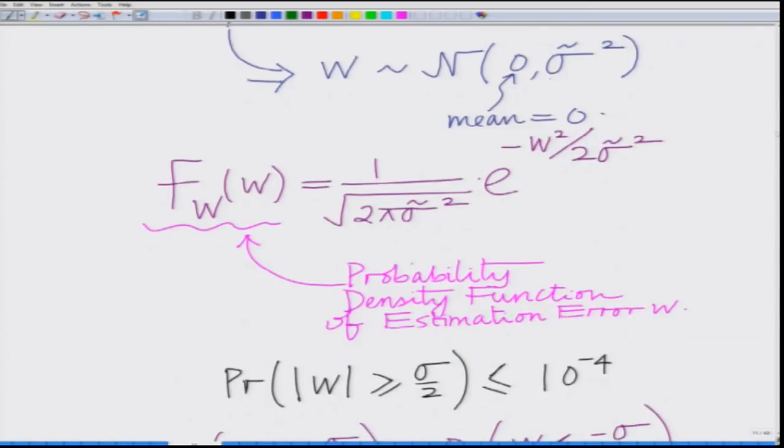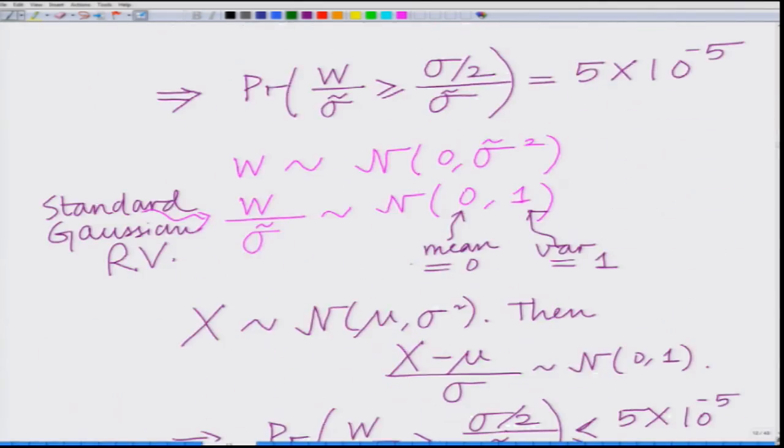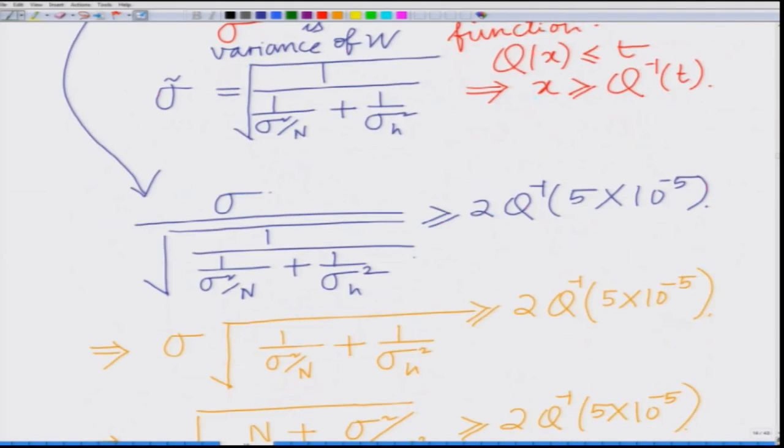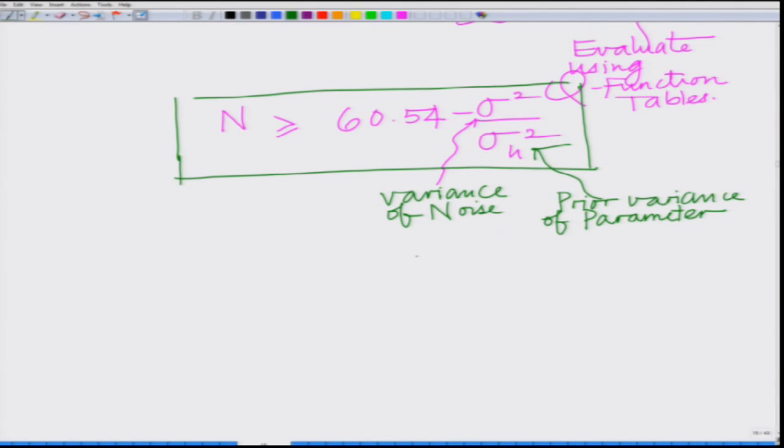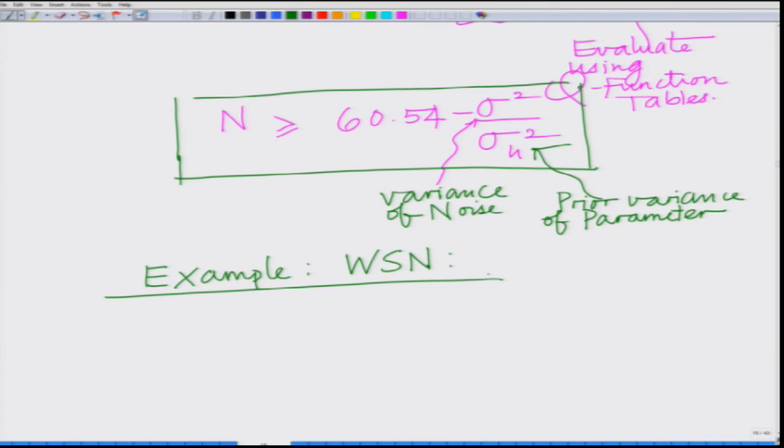And now, we have derived that this number of samples n that is required for this purpose is n equal to 60.54 minus sigma square divided by sigma h square. Okay. Let us look at a simple example to understand this. Again, let us go back to our WSN. Let us go back to our wireless sensor network example.